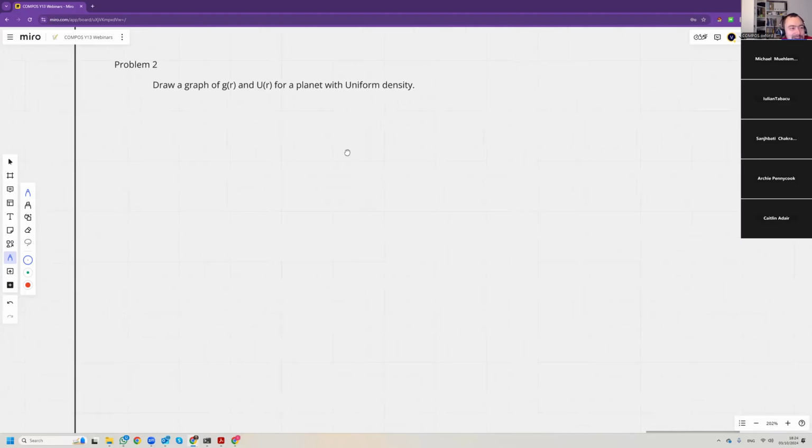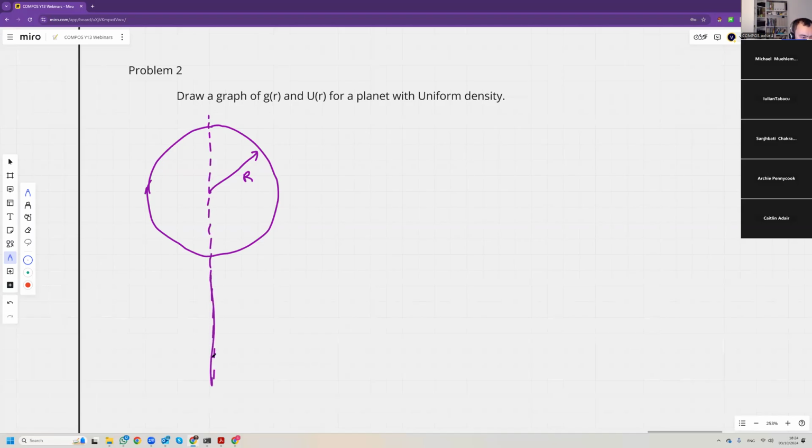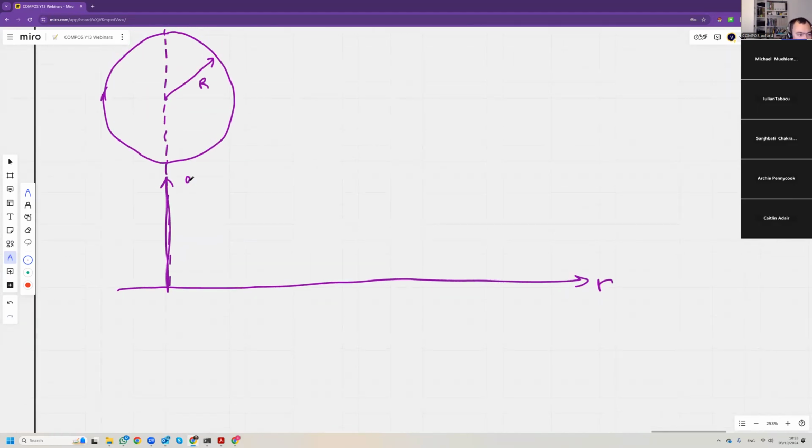Right, so problem 2. Draw a graph of g(r) and V(r) for a planet with uniform density. So that's actually a very tricky one, because, well, the beginning is really easy, because we know that this is the planet, and this is the radius of the planet. And then if we're measuring from the center of the planet, and it's the gravitational field. So this is r, the distance from the center of the planet, and this is g of r.